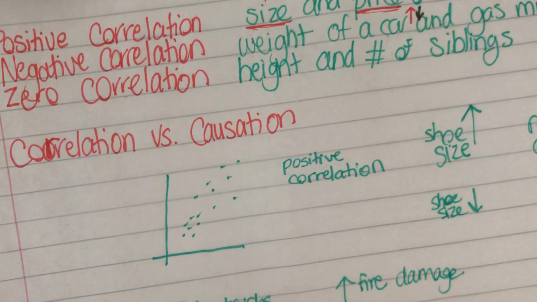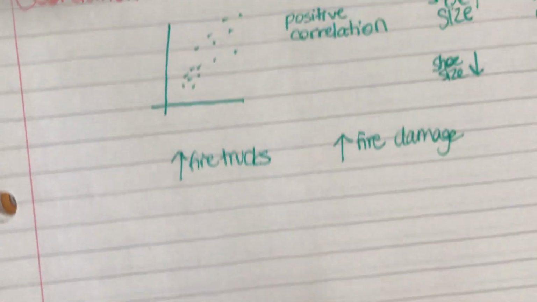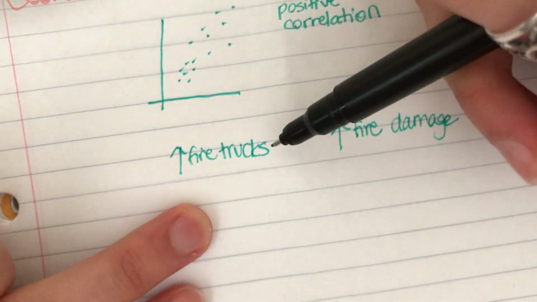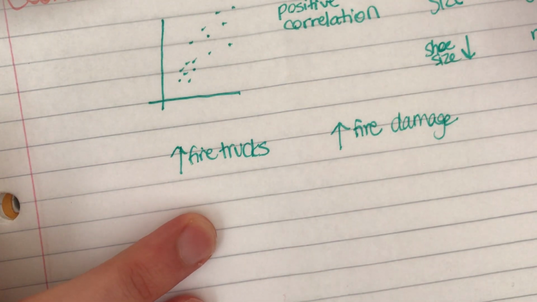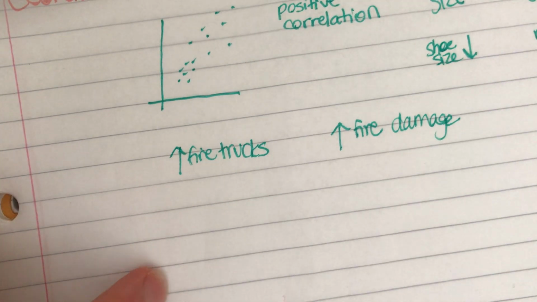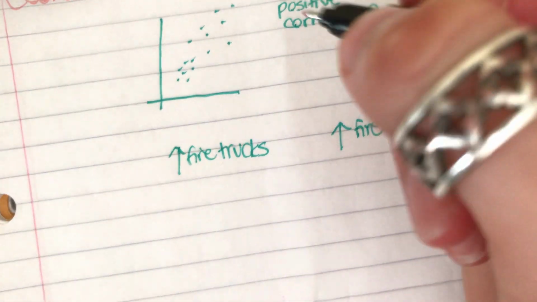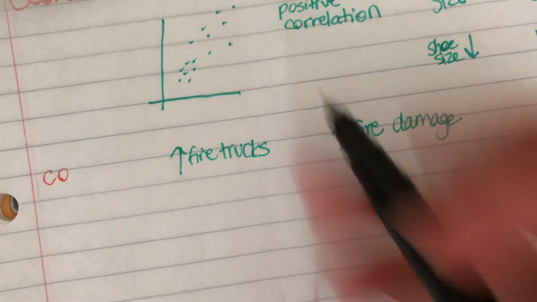So again, this follows a pattern of positive correlation. One thing increases and so does the other. But this is not an example of causation. More fire trucks don't cause the damage to be larger, right? The fire trucks are there to assist and to help put out the fire. So the fire trucks are not actually causing the damage themselves. This is a correlation, because one goes up, the other goes up, so it's a positive correlation.